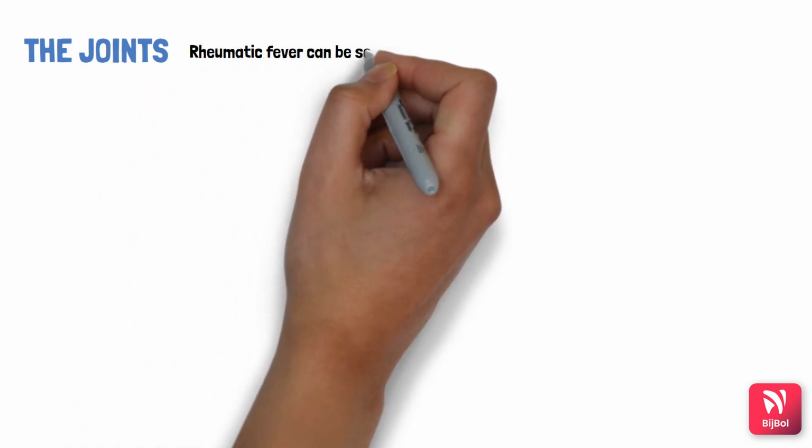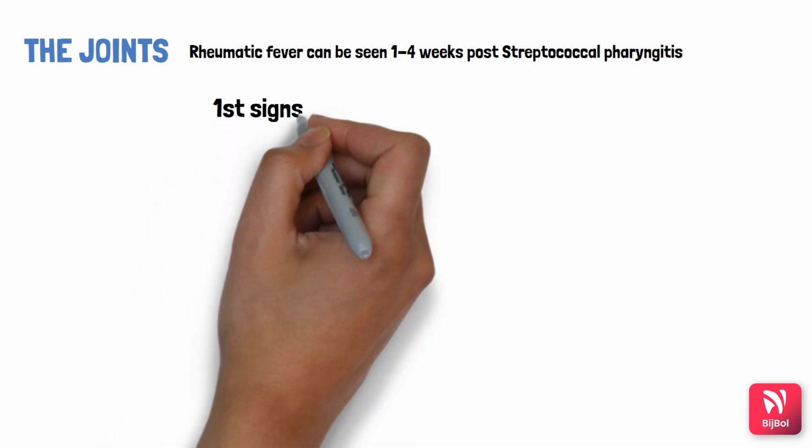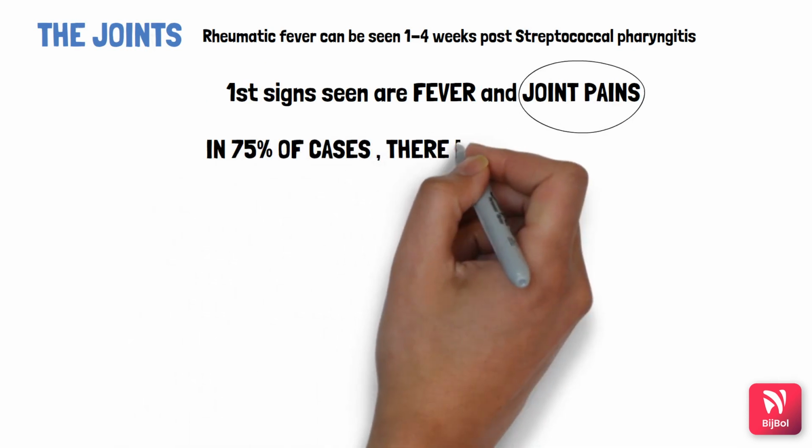The next thing that we know is it attacks the joints. This is really very important as these are the first signs which are seen in patients with rheumatic fever. Rheumatic fever can occur 1 to 4 weeks post streptococcal pharyngitis. Usually the first signs seen are fever and joint pains. This is why this aspect is most important.